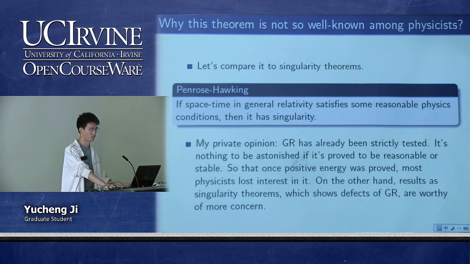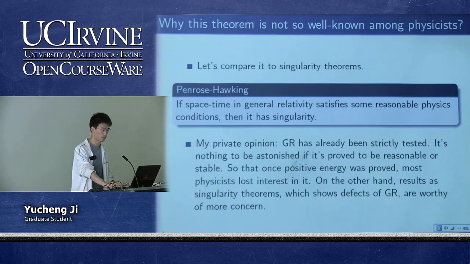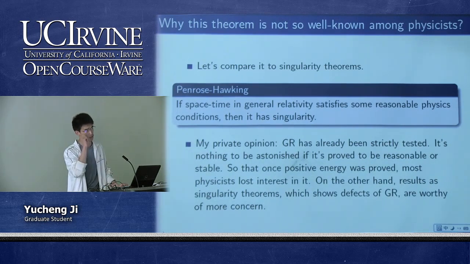Let's compare the two singularity theorems, the Penrose-Hawking. If space-time in general relativity satisfies some reasonable physical conditions, such as the dominant energy condition and no closed world lines, then it does not have singularity. My private opinion is that GR has already been strictly tested. It's nothing to be astonished at if it proves to be reasonable or stable. So once positive energy was proved, most physicists lost interest in it. On the other hand, the singularity theorems show that the effects of GR are worthy of more concern. That's my private opinion.